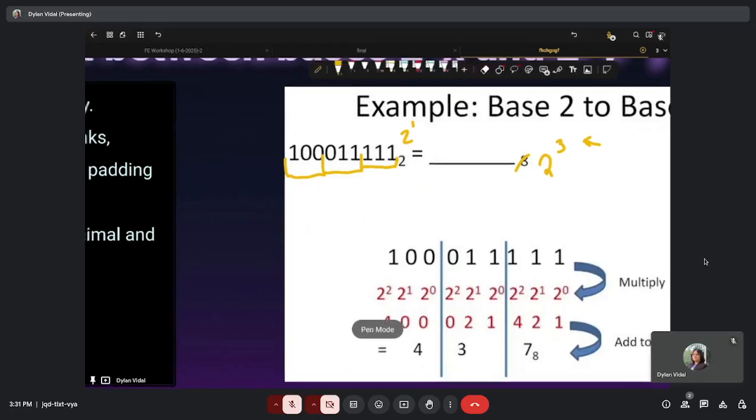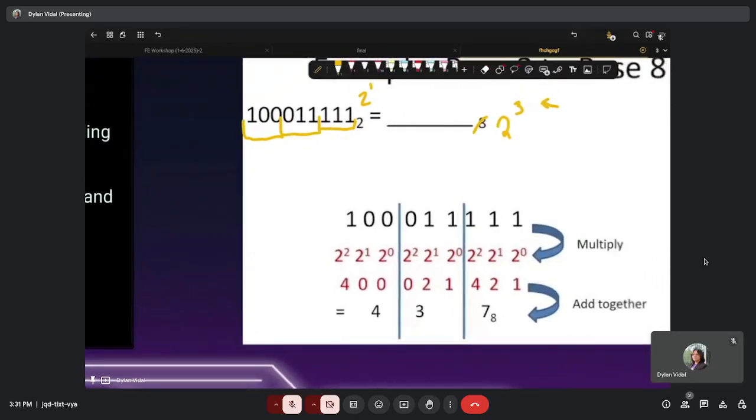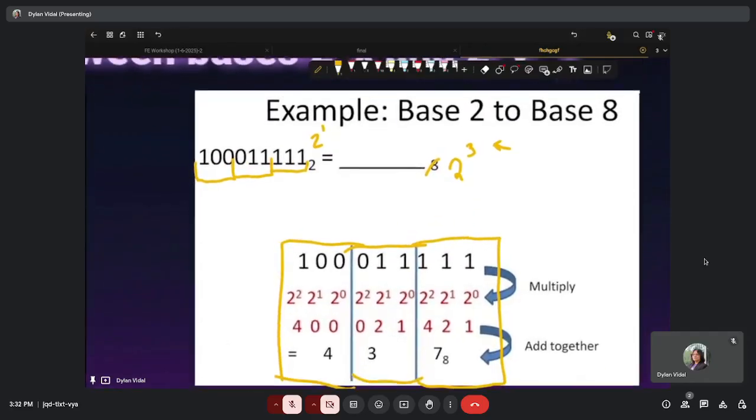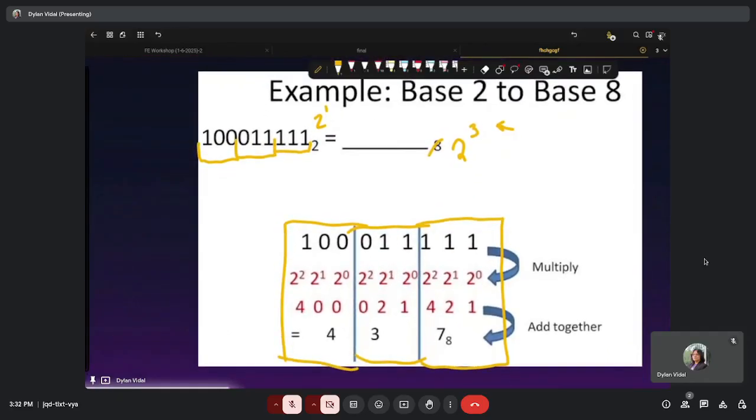And so what you can do is convert, and it shows it right here. You can convert each of those, I'm going to call them Y-sized chunks, into that new system, because they'll convert that way. So like if we had, let's say for example, we wanted to convert this to base 16.